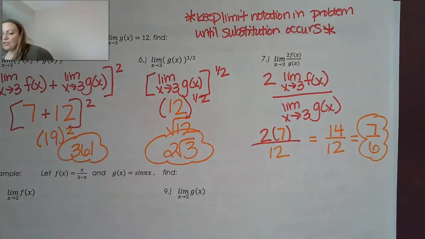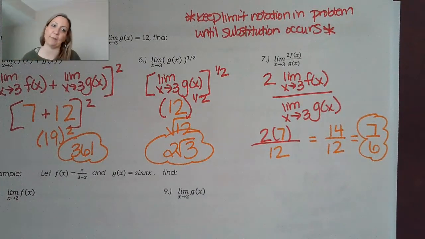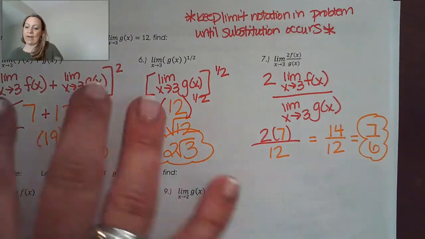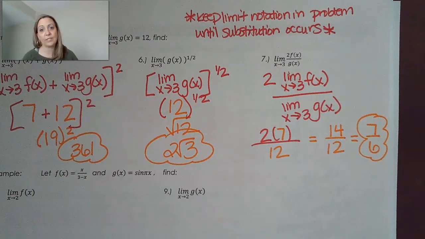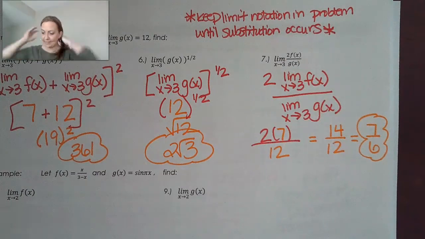Okay. So we can use those properties of limits to help us out. So here we didn't know what f of x was or what g of x was, but we could use the properties of limits to find out what those different operations on the limits give.